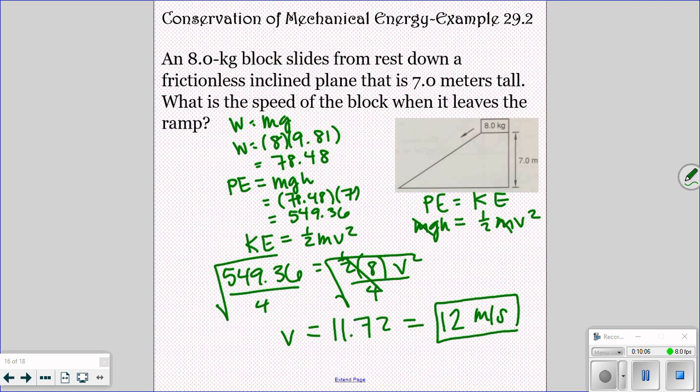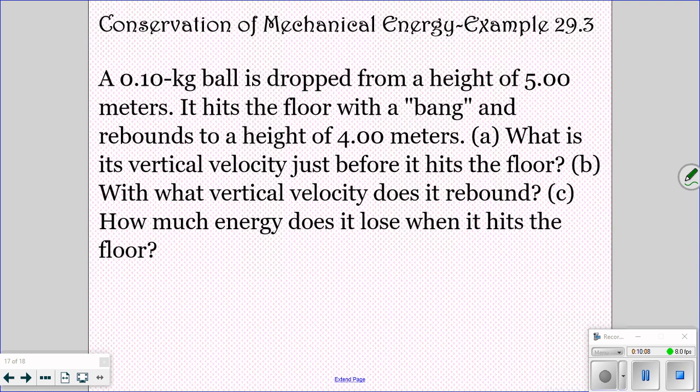All right, we're going to look at another example. We have a 0.1 kilogram ball dropped from a height of 5, and it hits the floor with a bang and rebounds to a height of 4. What is its vertical velocity just before it hits the floor? With what vertical velocity does it rebound? And how much energy is lost when it hits the floor? So let's start with A.